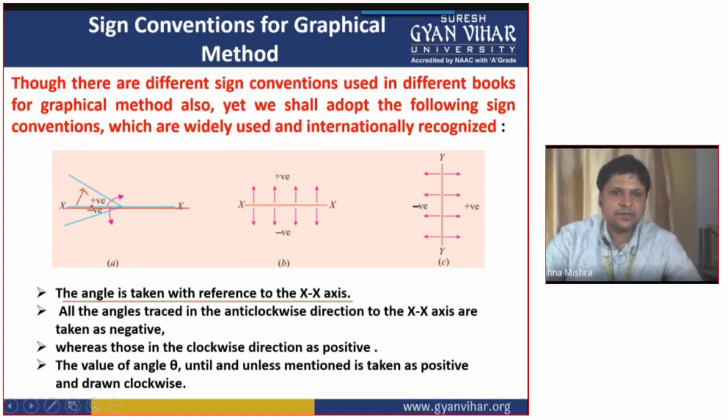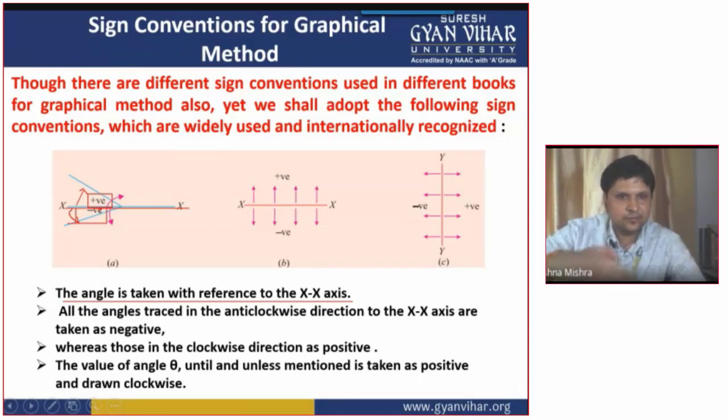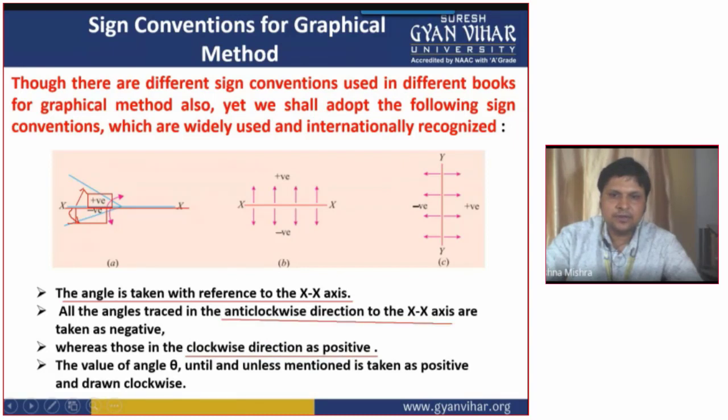Those in the clockwise direction will be considered as positive, and those going in the anti-clockwise direction in this way will be considered as negative. So the angles which are shown in the clockwise direction will be taken as positive. Angles in the anti-clockwise direction will be taken as negative, and the reference axis from where these angles are taken will be the x-axis. All right. So this is the sign convention for the angle, clockwise as positive and anti-clockwise as negative, students.